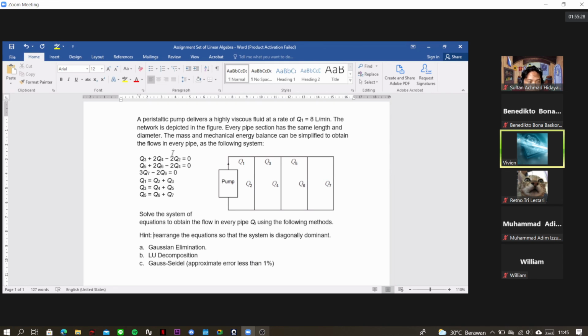Okay, any question? So you can screenshot this problem to make it faster, and then you can work on that. It will be due tomorrow at 7 o'clock in the morning. Okay. So that will be the end of today's class.